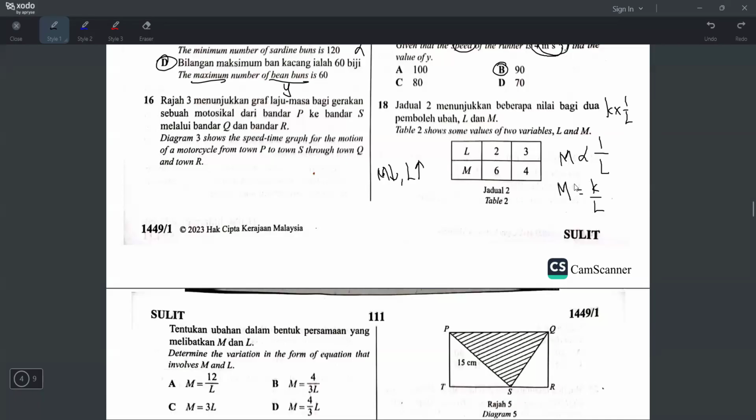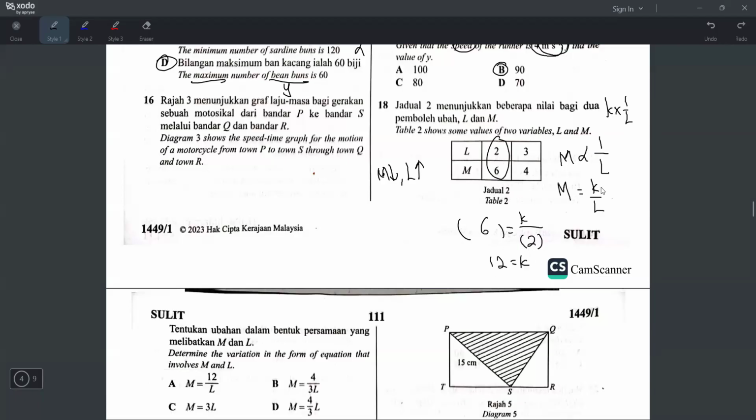Okay, now we have to find K. So how to find K? You have to sub L and M lah. And the L and M you can sub with 2, 6. Or you want to sub 3, 4 also can. Both also can. Both also you give the same answer. So let's start with this. So the M I sub with 6 here. The L is 2. So the K is 12.